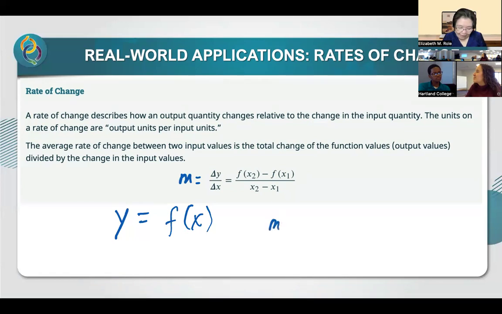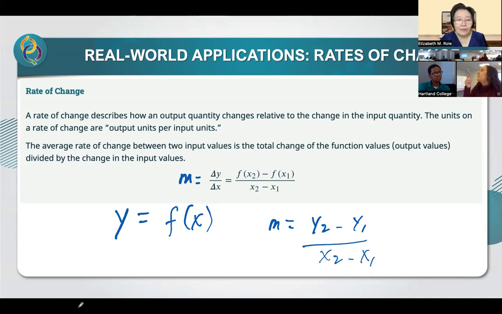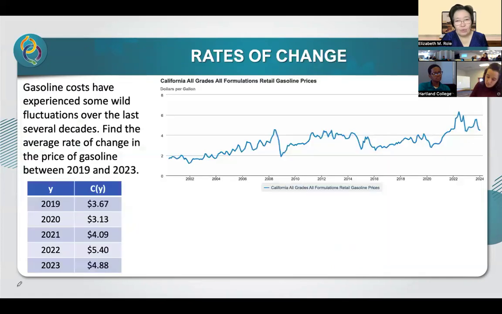Previously, we would have our m to be y sub 2 minus y sub 1 over x sub 2 minus x sub 1. So we're changing that into a function notation such that instead of y sub 2, it will now be f of x sub 2. Okay? And instead of y sub 1, we say f of x sub 1 over x sub 2 minus x sub 1. So that's the symbol that we will be using now in order for us to find the rate of change, or we say slope. So maybe just a little example of our rate of change in the real world.